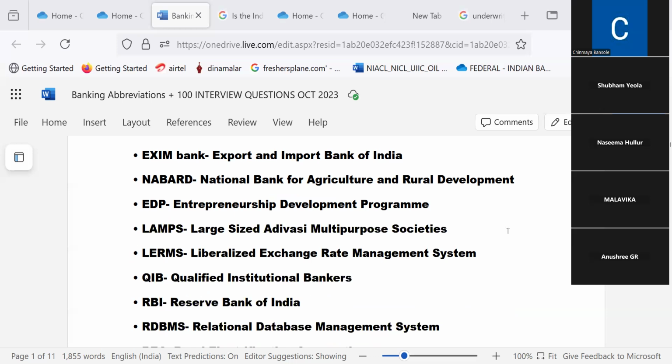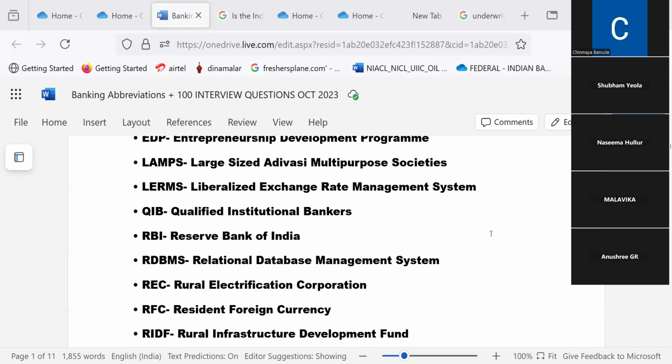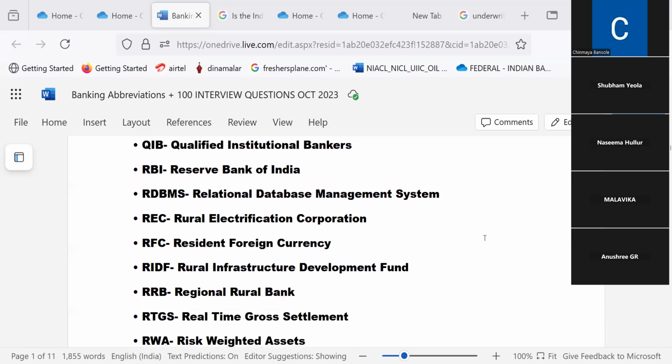LAMPS, Large Sized Adivasi Multipurpose Societies. LERMS, Liberalized Exchange Rate Management System. QIB, Qualified Institutional Bankers. RBI, Reserve Bank of India. RDBMS, Relational Database Management System. REC, Rural Electrification Corporation. RFC, Resident Foreign Currency. RIDF, Rural Infrastructure Development Fund. RRB, Regional Rural Bank. RTGS, Real Time Gross Settlement.